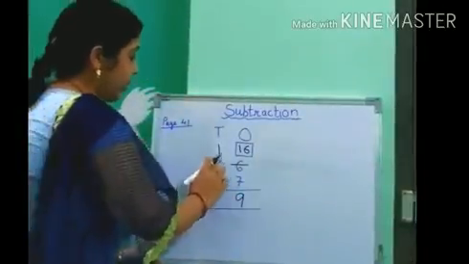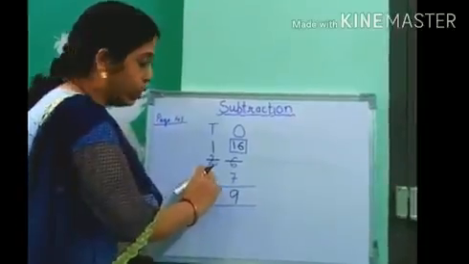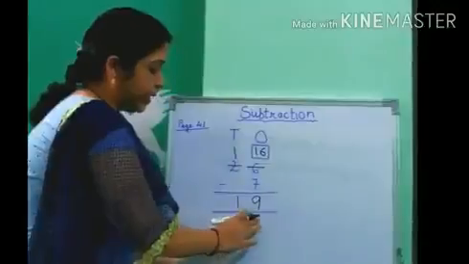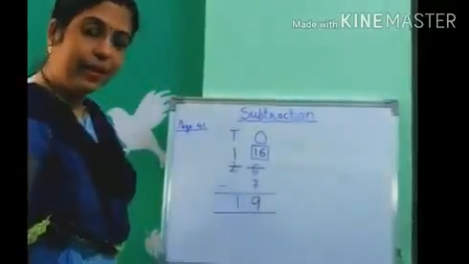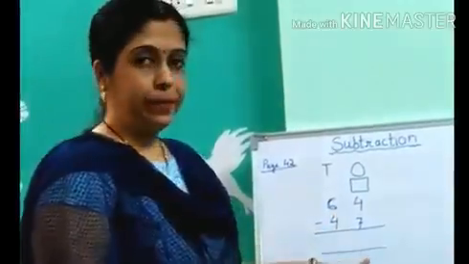And now here 1 tens are left and nothing is there down, so 0. 1 minus 0 is 1. So what is my answer? 19 is the answer. Now we are going to do 2-digit subtraction.